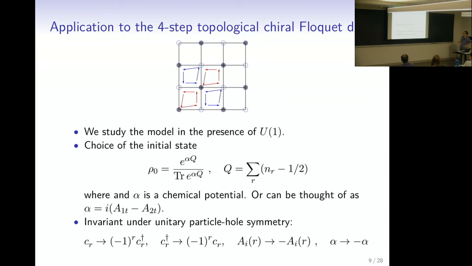As it turns out, this model also has an additional symmetry to U1, which is this particle-hole symmetry. I exchange particle and hole, such that I put some signs depending on the sublattices. But this is also a symmetry of the problem. So I will keep track of this symmetry, which turns out to be useful.